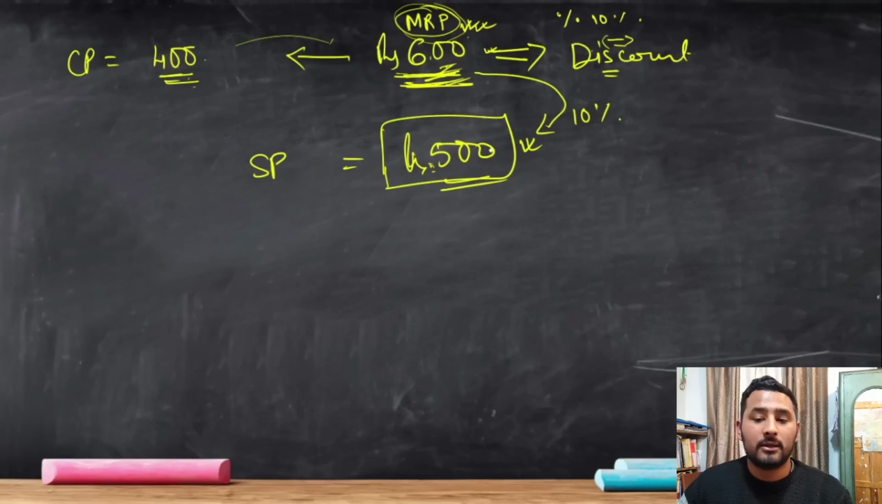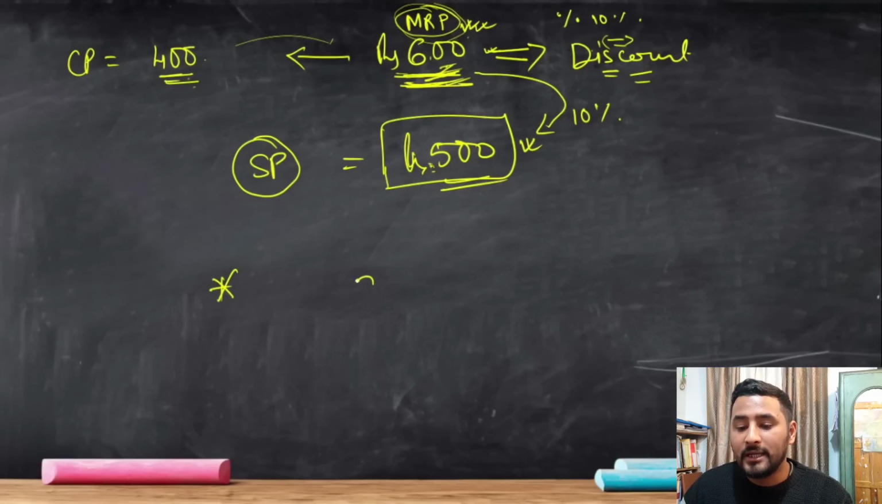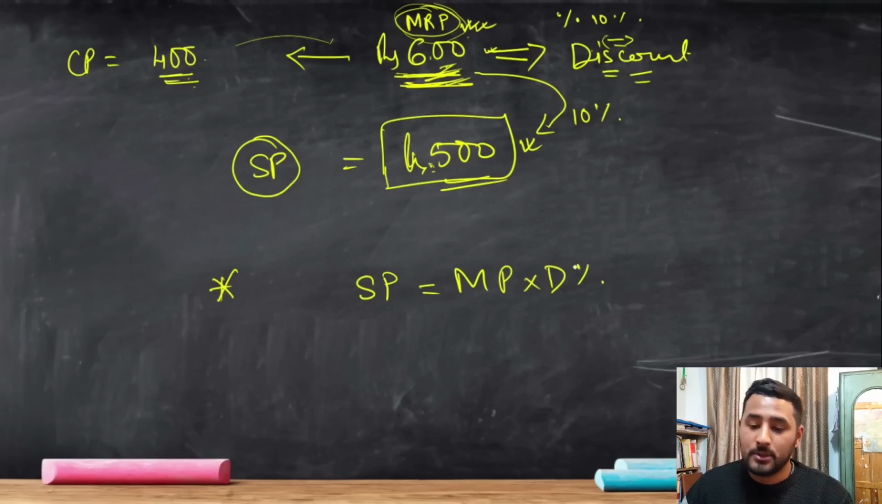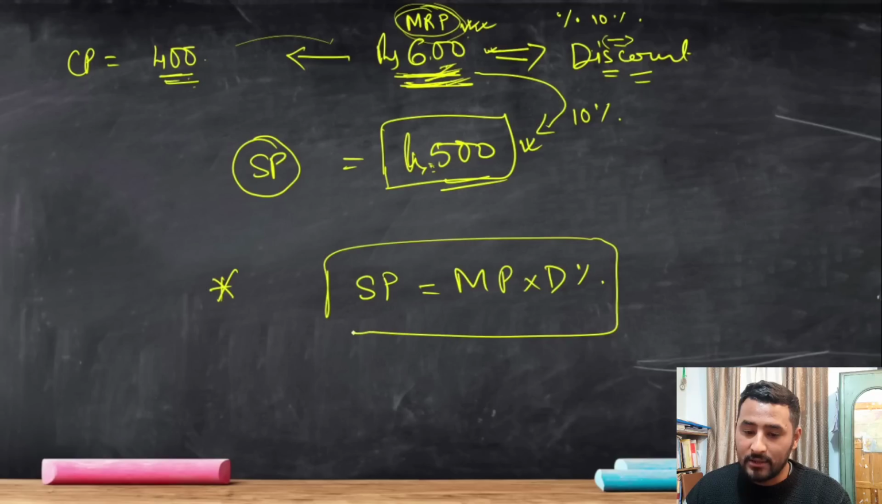So always remember, when we give discount in MRP, we'll get the selling price, just like we did for profit percent and loss percent. Suppose you need to find the selling price, if the mark price is given and the discount percent is given, you can use this formula directly.